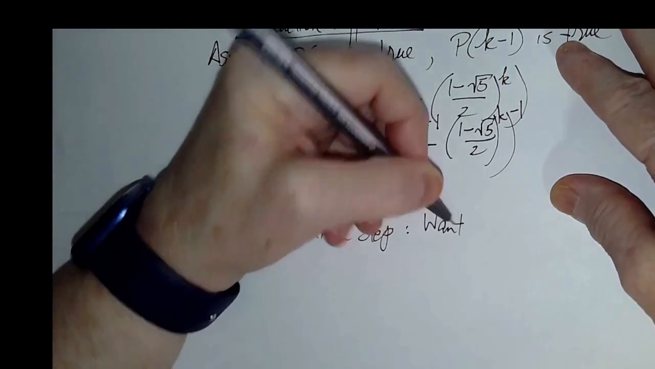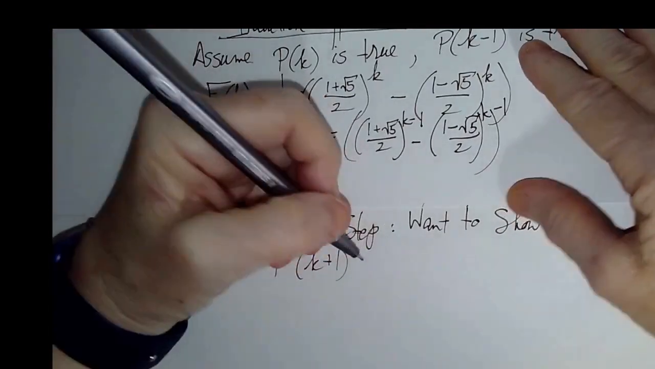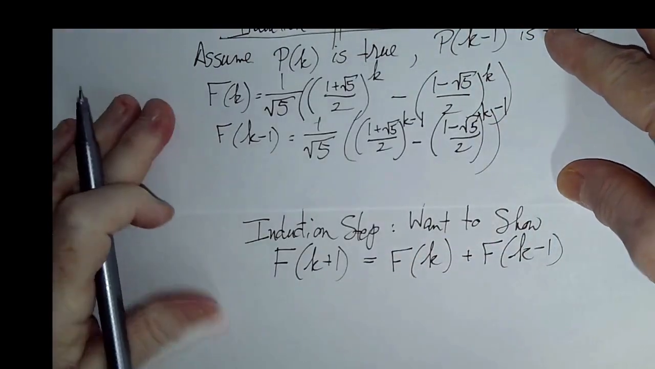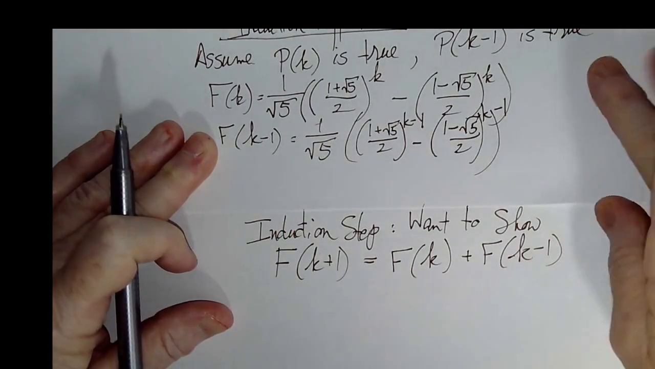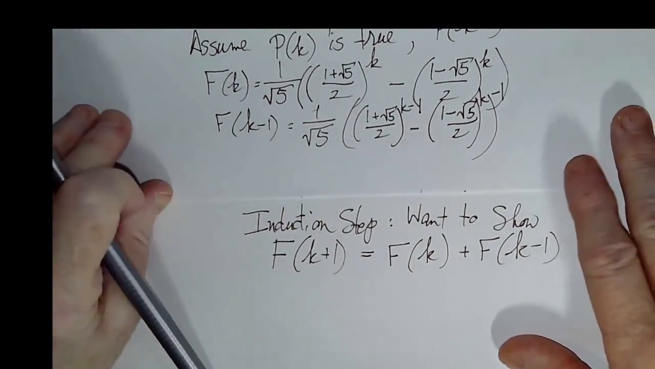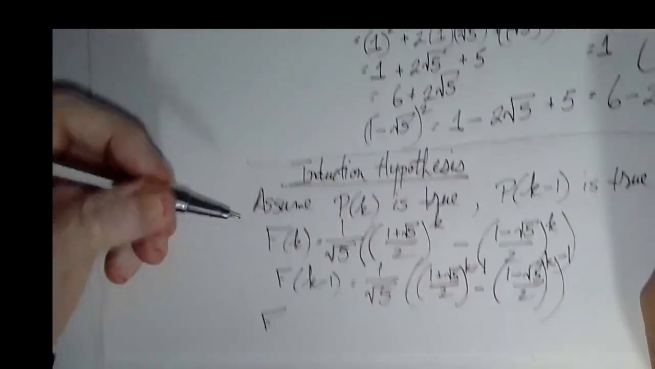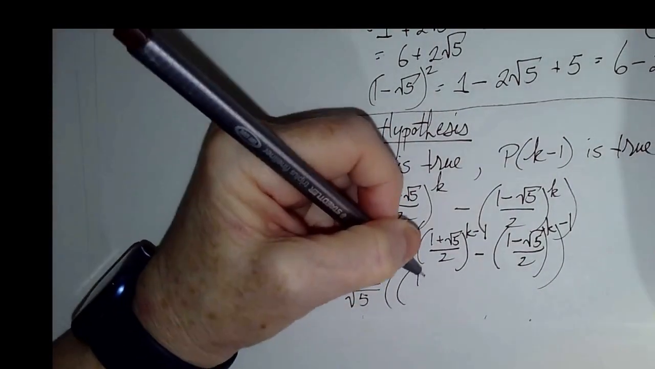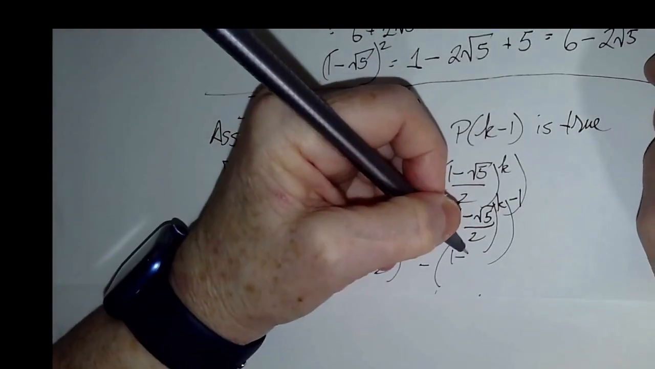We want to show that f of k plus 1 really is equal to f of k plus f of k minus 1. If this relationship is true, then the basic property of the Fibonacci sequence holds, and our closed form is correct. So somewhere off to the side, let's write down what it's going to look like for f of k plus 1. So 1 over the square root of 5, 1 plus the square root of 5 over 2 to the k plus 1, minus 1 minus the square root of 5 over 2 to the k plus 1.